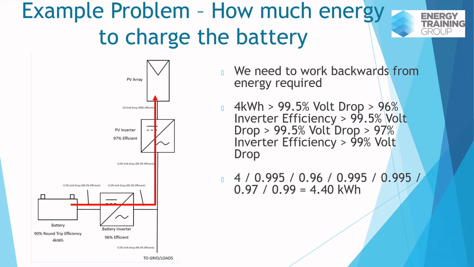So we take our 4 kilowatt hours and we divide them by all of the efficiencies that our circuit path heads through. So 4 divided by 0.995, divided by 0.96, divided by 0.995, divided by 0.995, divided by 0.97, divided by 0.99, and we see that we will require 4.4 kilowatt hours at the array to charge our 4 kilowatt hour battery. Okay, that's what we will need. So we know how much energy the battery will be consuming each day.